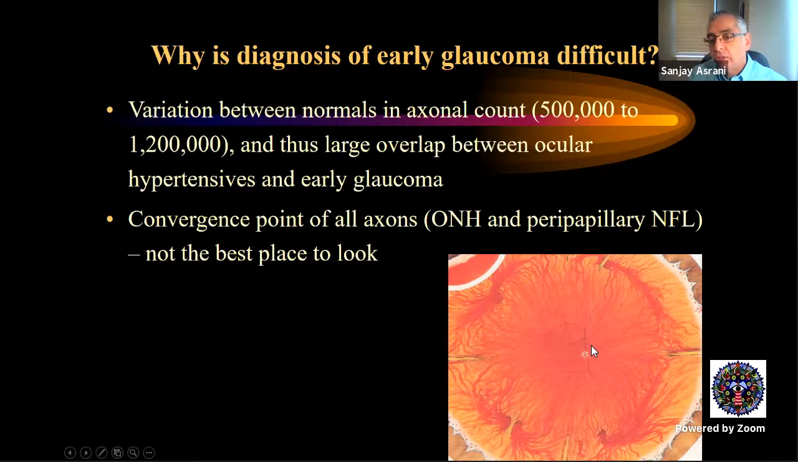I wanted to show this picture because this picture shows you the extent of the entire retina from where all the axons are coming into the small optic nerve from where it goes to the brain. And when we look at our macular area, it is only this area right here. So look at the amount of retina that is surrounding this. So this is the convergence point, that is the nerve head and the peripapillary nerve fiber layer. So it may not be the best or easiest place to look for abnormality because it's a convergence point.